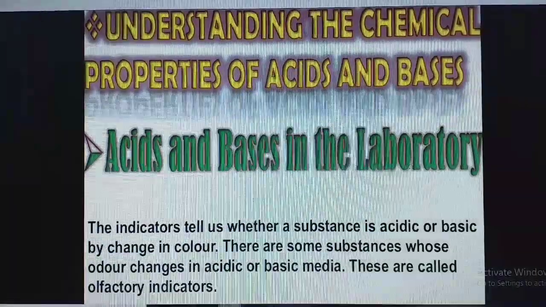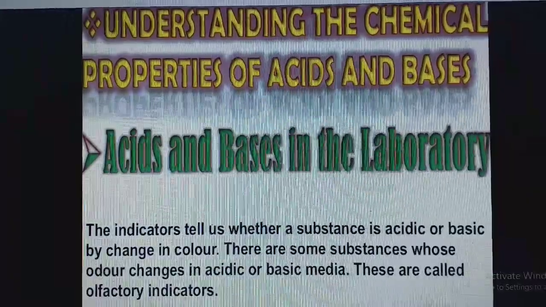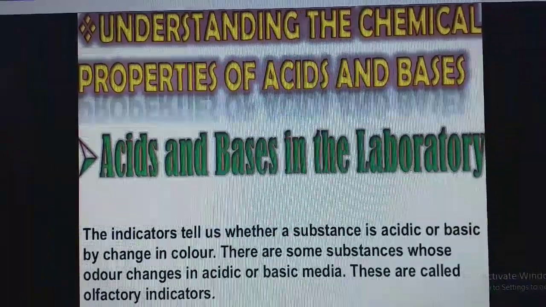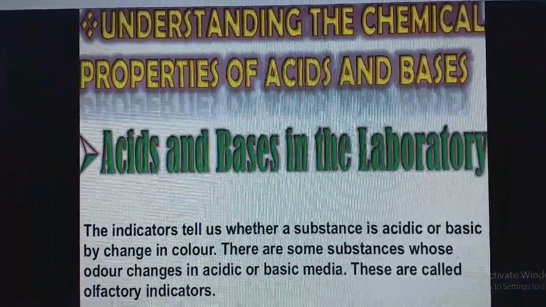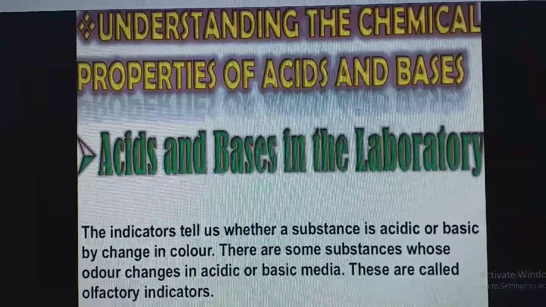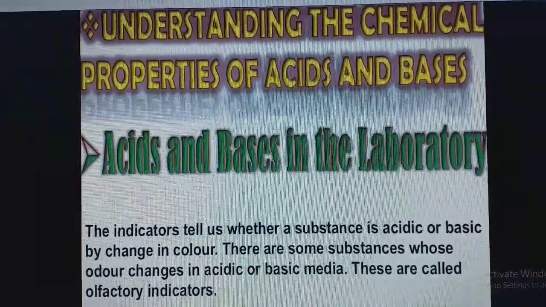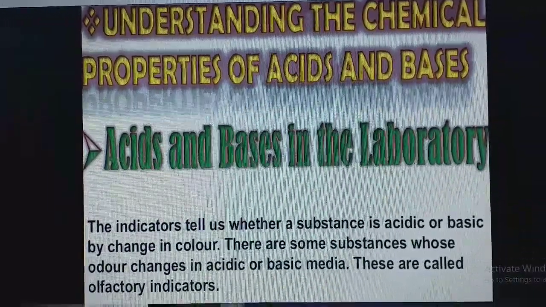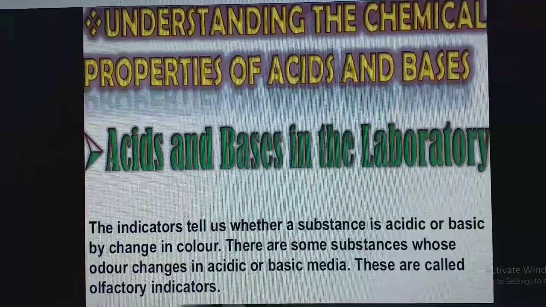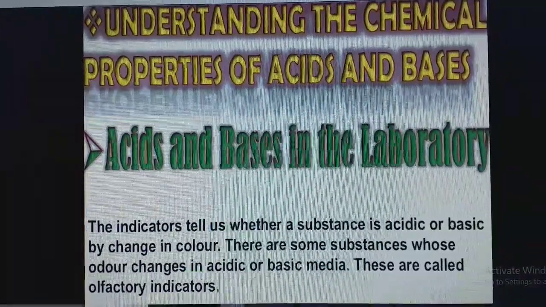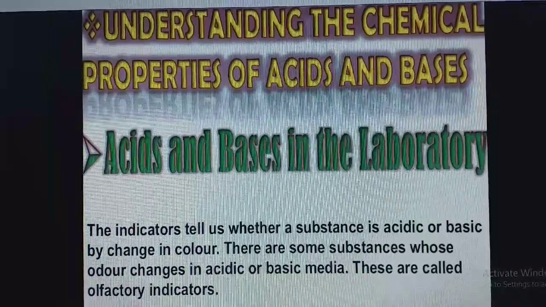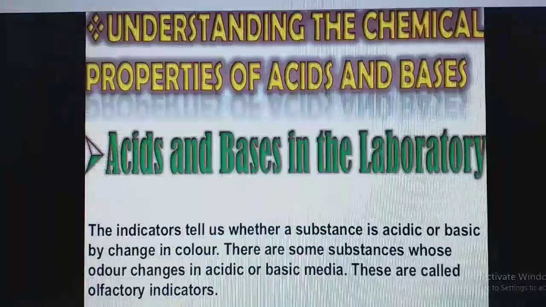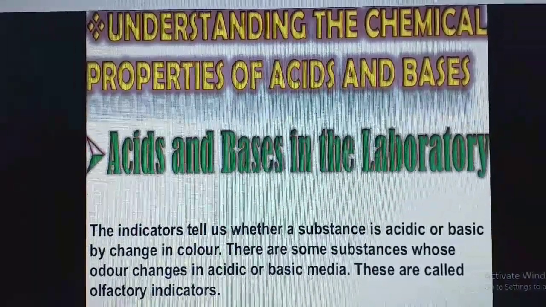Now, understanding the chemical properties of acids and bases. Acids and bases in the laboratory. The indicators tell us whether a substance is acidic or basic by changing color. There are some substances whose odor changes in acidic or basic media. These are called olfactory indicators. So indicators are of two types. One is normal indicators that give a color change. Another is the olfactory indicator. Olfactory indicators give different smells with acids and bases.